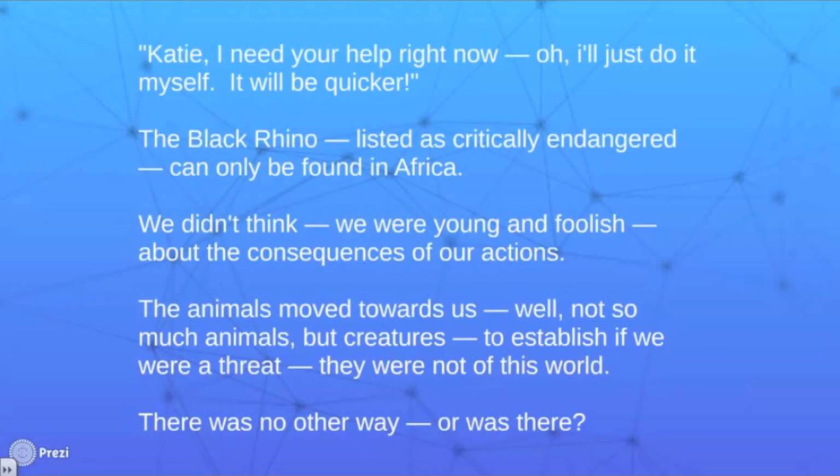Right, in this final example, "There was no other way, or was there?" Again, the dash adding drama, okay? So you've got that almost rhetorical question at the end there. So it's a rhetorical question saying, is there another way? So it makes the reader question whether there was another way out, okay? So it's adding drama to the piece, the written piece.